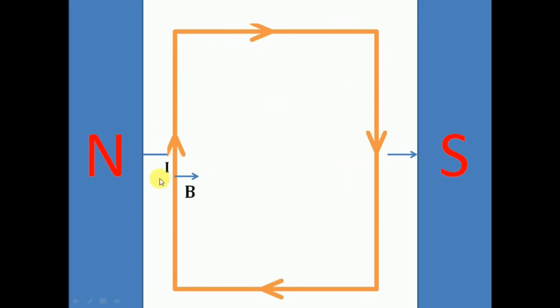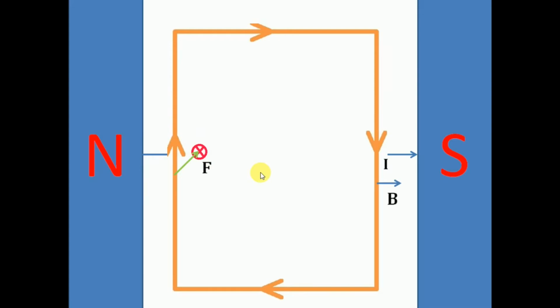In this conductor the current is going upward and the magnetic field is going towards the right. So I can use Fleming's left hand rule, and using Fleming's left hand rule the direction of force is into the plane of the screen. So this force will try to take this side of the conductor into the plane of the screen.